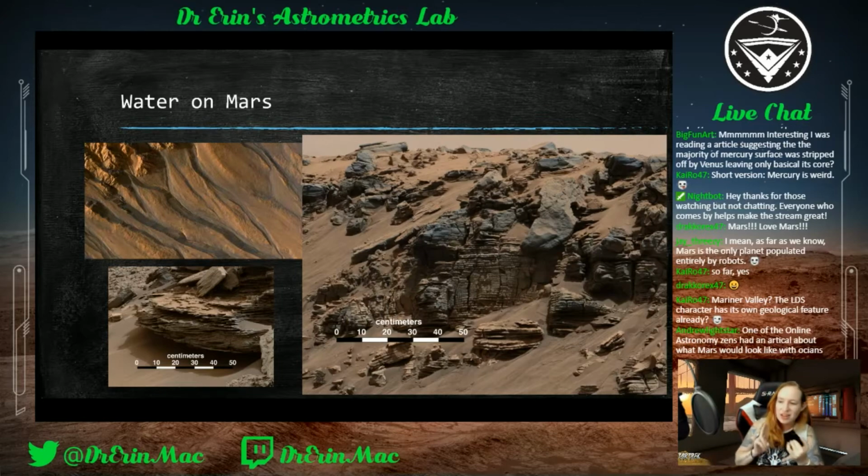Okay, first of all, we had the water flows. Then Opportunity discovered something called, it's a geological term, blueberries. Essentially river rocks, I think is a good comparison for that.